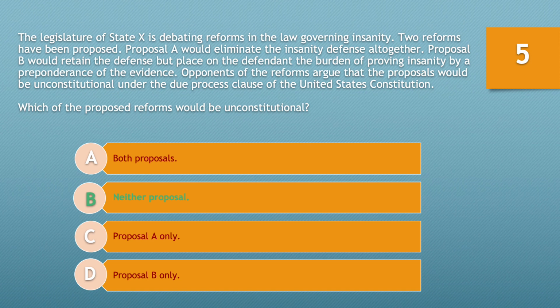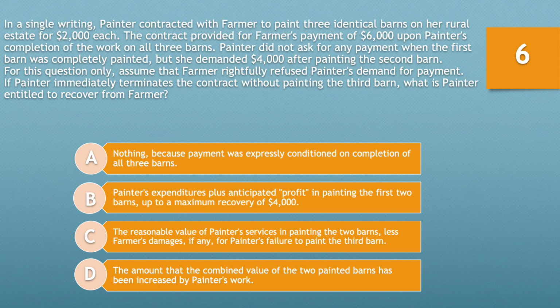If you chose B, you'd be correct. There is nothing under the Due Process Clause of the United States Constitution that would prohibit either of these reforms. The only constitutional issue that can arise under the due process of the U.S. Constitution would be relieving the prosecution of the burden to prove each and every element of a criminal offense beyond a reasonable doubt. Insanity is not an element of a criminal offense, but rather a defense. As such, neither of these proposed reforms would be unconstitutional.